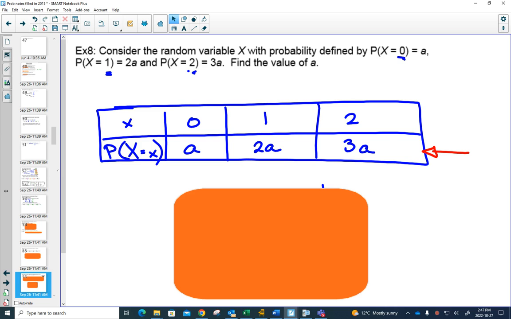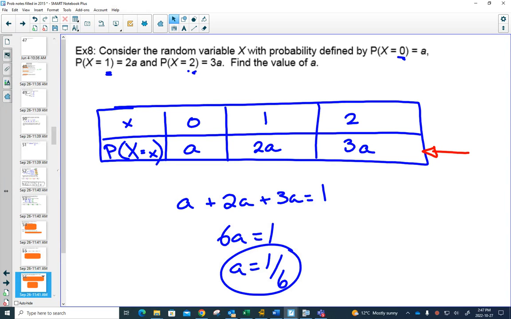Once you draw your probability distribution chart, you're like, oh, I think I see how I would solve this now. All of the probabilities have to add to 1. So if you added these 3 up, you'd get that 6a has to equal 1, and then a would have to be 1/6.